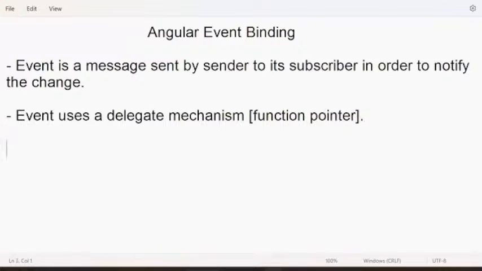Event uses a delegate mechanism. Delegate means function pointer. Event uses a function pointer mechanism. It is a delegate mechanism, a function pointer. So this is function pointer mechanism. Actually, it is not calling the function. It is pointing towards the function.